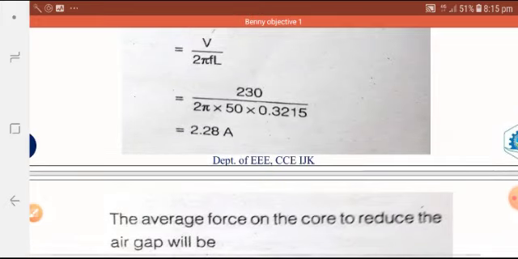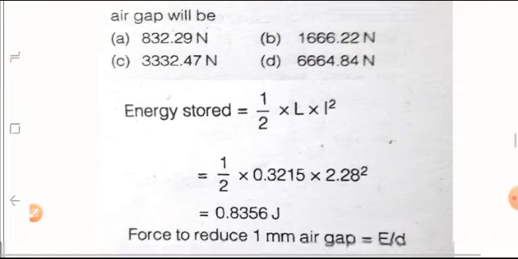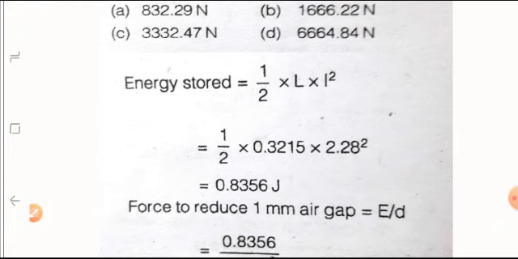Now let us move on with another problem. This problem is actually connected with the previous problem. The value of current and the value of inductance, we are taking from the same problem. It's a connected problem. The average force on the core to reduce the air gap will be dash. Now in order to get the force over here, we need to understand what is energy stored in an inductor. Energy stored in an inductor is half L i square.